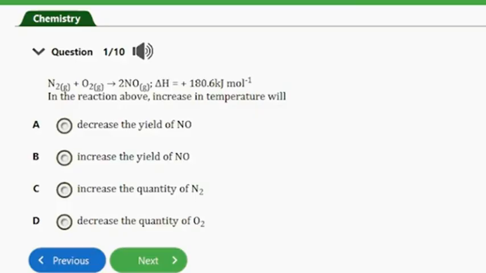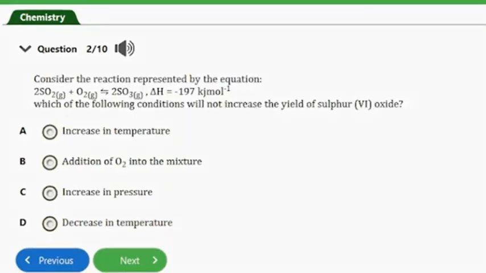So guys, the answer to this question is option B here, and that's increase the yield of NO. Since this is an endothermic reaction, an increase in the temperature will favor the forward reaction, and that means NO, which is nitrogen monoxide or nitrogen 2 oxide, will increase in yield. So that's it about this question. Let's consider the next question, guys.